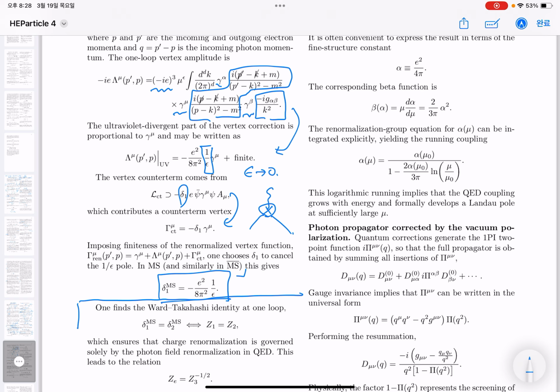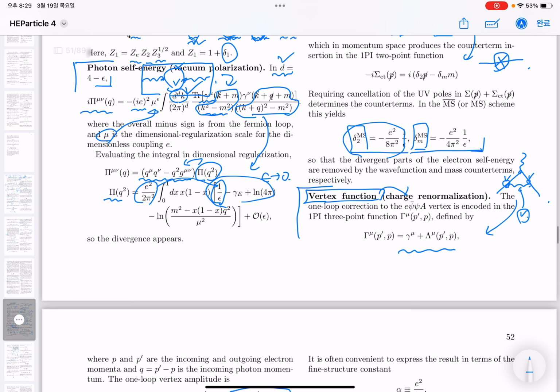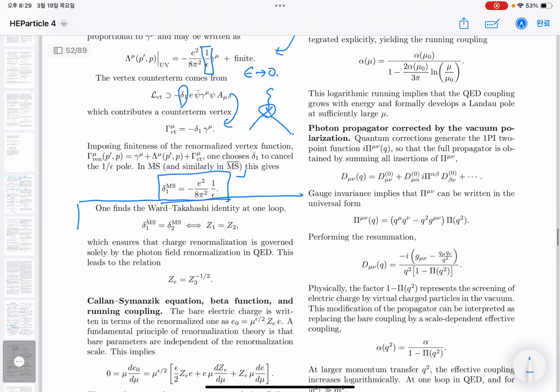One can find that delta 1 from the vertex function and delta 2 from the electron self-energy are the same. But this is not a coincidence. This comes from the Ward-Takahashi identity, or briefly the Ward identity. At one loop, we find that the counter terms delta 1 and delta 2 are the same. But these results hold for every loop level.